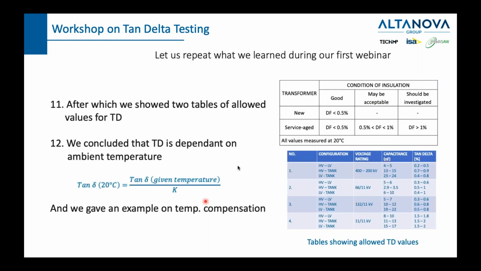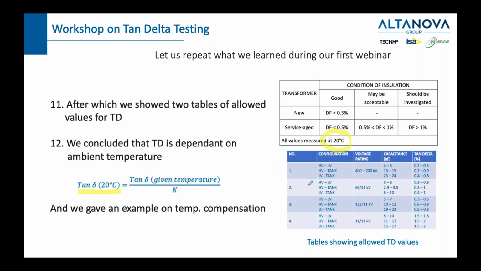And after that, we showed a table, and that table was actually the table which shows us the nominal, well, not the nominal, let us say allowed values of tan delta. And then we said that for a new transformer, tan delta should be less than 0.5. And for an older transformer, tan delta should be below 1%. If it's more than 1%, then we should think about digging a little bit deeper. All these values are referred to 20 degrees Celsius because the tan delta is very much dependent on temperature, as we can see here. And we had an example in which we said if the tan delta was, let's say, 3 at 70 degrees Celsius, it is like having tan delta 1 at 20 degrees Celsius.